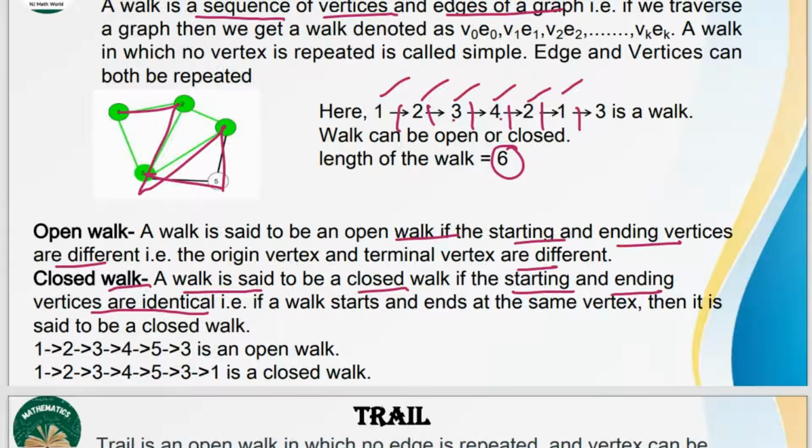Then if you take the next one, it is from 1 to 2, then 2 to 3, 2 to 3, then 3 to 4, 4 to 5, 5 to 3, and 3 to 1. So the starting and ending point is the same. It is called a closed walk.